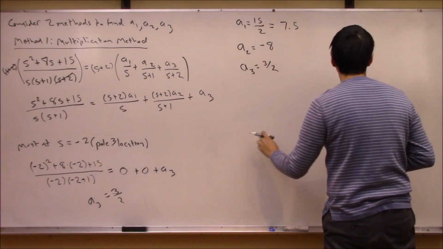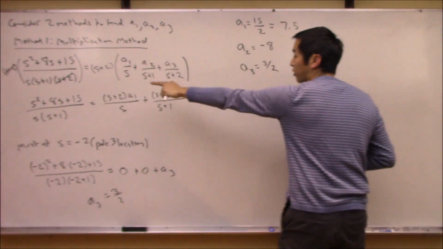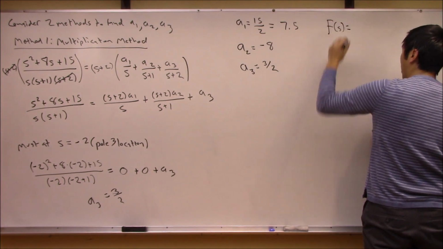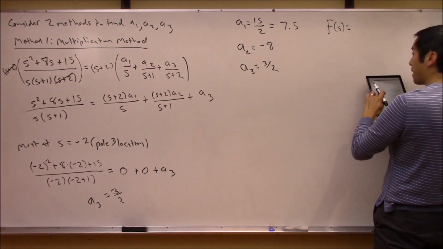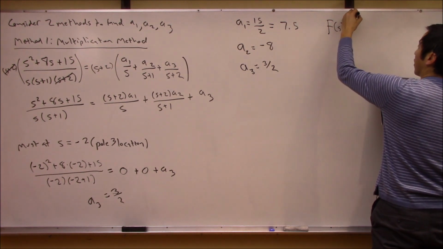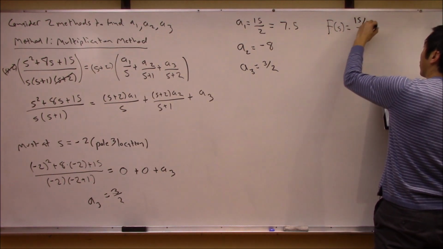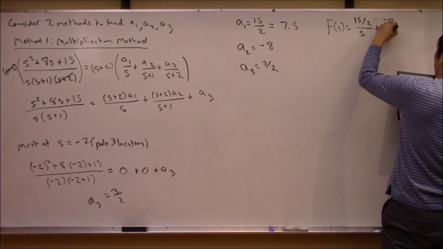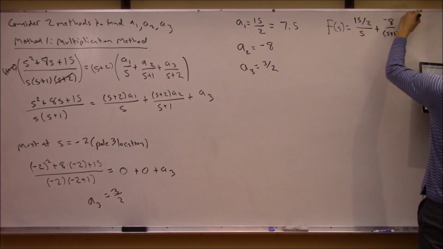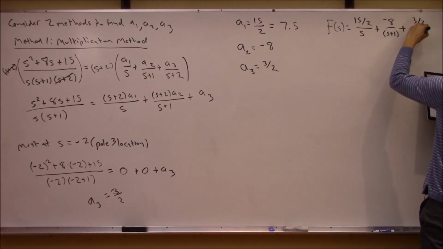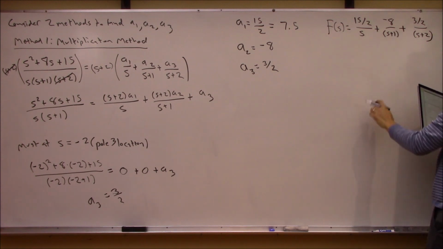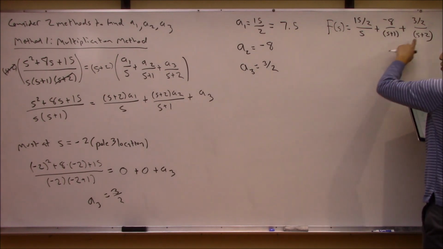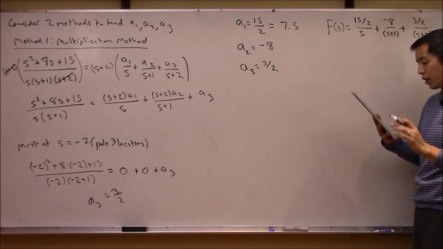So at this point, what we claim is this original expression over here, what we were calling f of s, can be rewritten as, what is it? It's 15/2 all over s plus, I guess, a -8 over s plus 1 plus 3/2 over s plus 2. And I think if you go ahead and run over to Mathematica or whatever you like to do and expand this and check, you will see that yes, this is exactly the original expression, right?